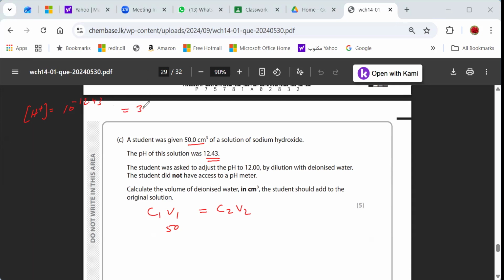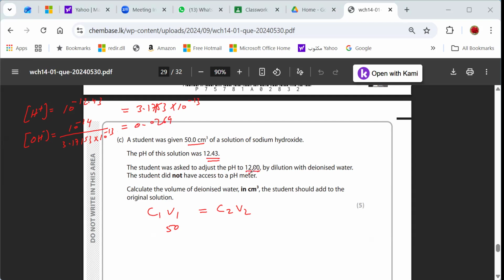3.7153. No, 7153 times 10 to the power negative 13. Okay, so this is the concentration of the hydrogen ion. So this means that the concentration of the hydroxide ion will be equal to 10 to the power minus 14, which is the Kw, over 3.7153 times 10 to the power minus 13. So we get the concentration of the hydroxide ion, 0.0269. Thank you so much.